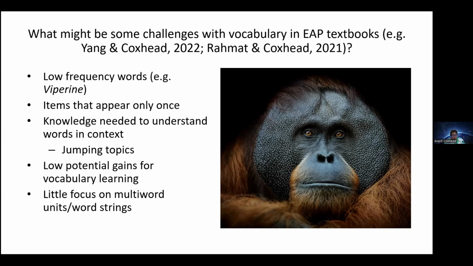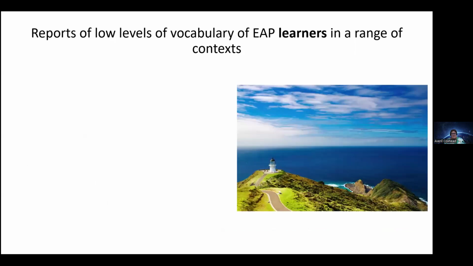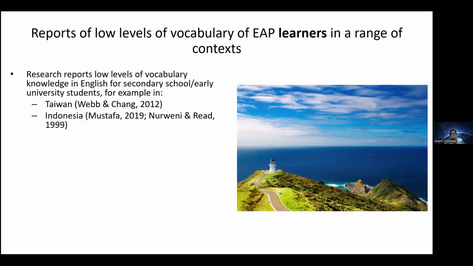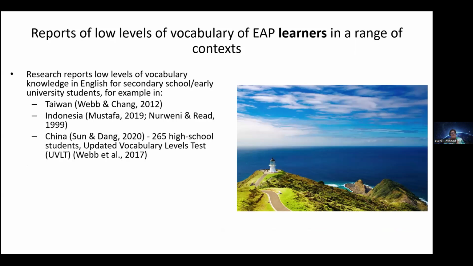Okay, now I thought you might be interested in some of the research that's looked at levels of vocabulary knowledge amongst EAP learners, and all of this research is carried out in English as a foreign language contexts. You get things like in Taiwan, in an early study by Webb and Chang, Indonesia by a couple of studies there, and more recently in China as well, looking at vocabulary levels knowledge. This is general English, where only 5 students out of 265 showed mastery, meaning they scored well enough to reach mastery level at 3,000 word families.